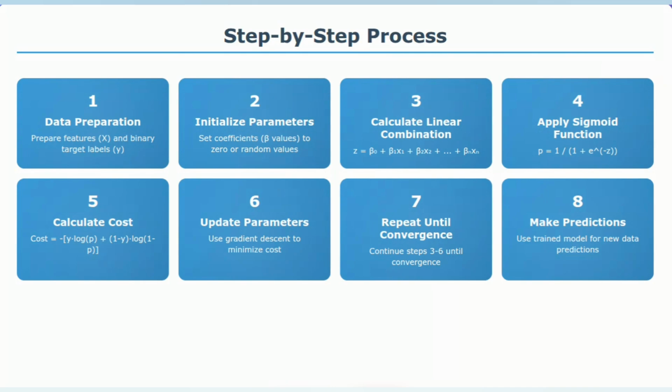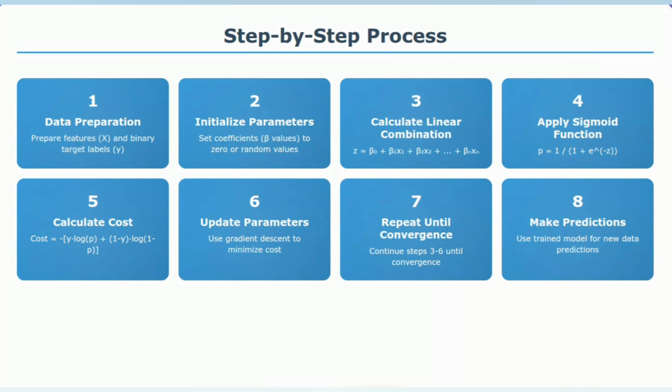Step 3, calculate linear combination. For each data point, we compute the linear combination z = β0 + β1x1 + β2x2 + ... + βnxn. Step 4, apply sigmoid function. We pass z through the sigmoid function to get probabilities, p = 1 / (1 + e^(-z)).